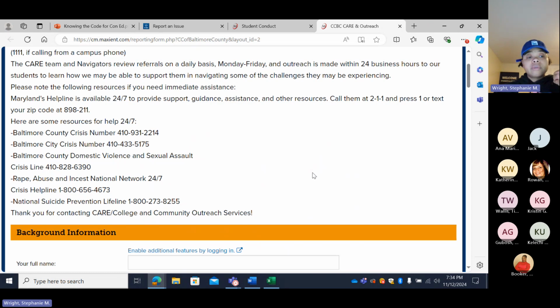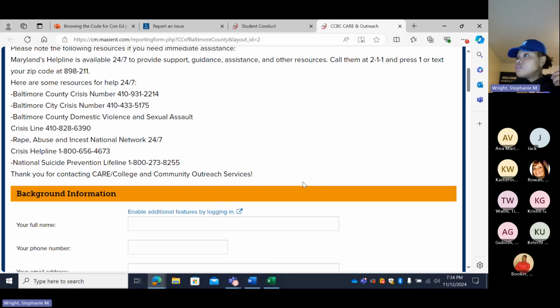So if a student is speaking to you about considering self-harm, harm to another person, or if they speak to you about domestic violence, sexual assault, right, here are some immediate ways to support them. That is there. You can share that information with them, call for them on their behalf. But then also still submit the report, because we want to be able to follow up and support the student.